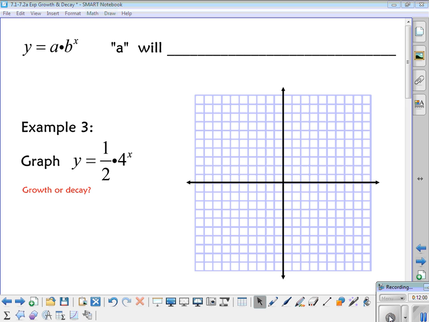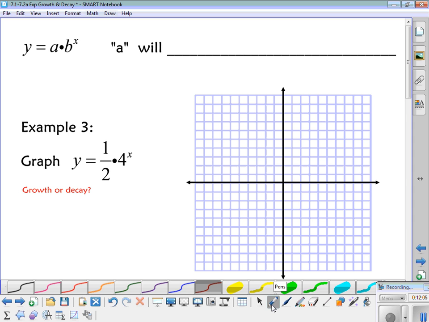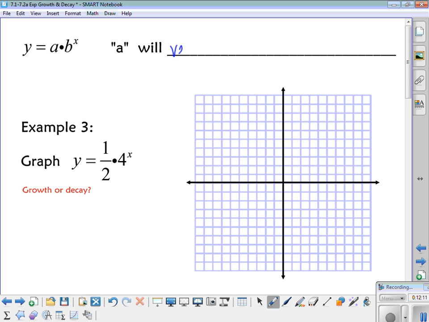All right, so sometimes we have something out in front of our base that we're multiplying by, our a times b to the x. And so what the a does is it either vertically stretches or shrinks the graph, just like when we had parabolas and everything else. It stretches it when the absolute value of a is greater than 1. And it shrinks it if the absolute value of a is between 0 and 1.